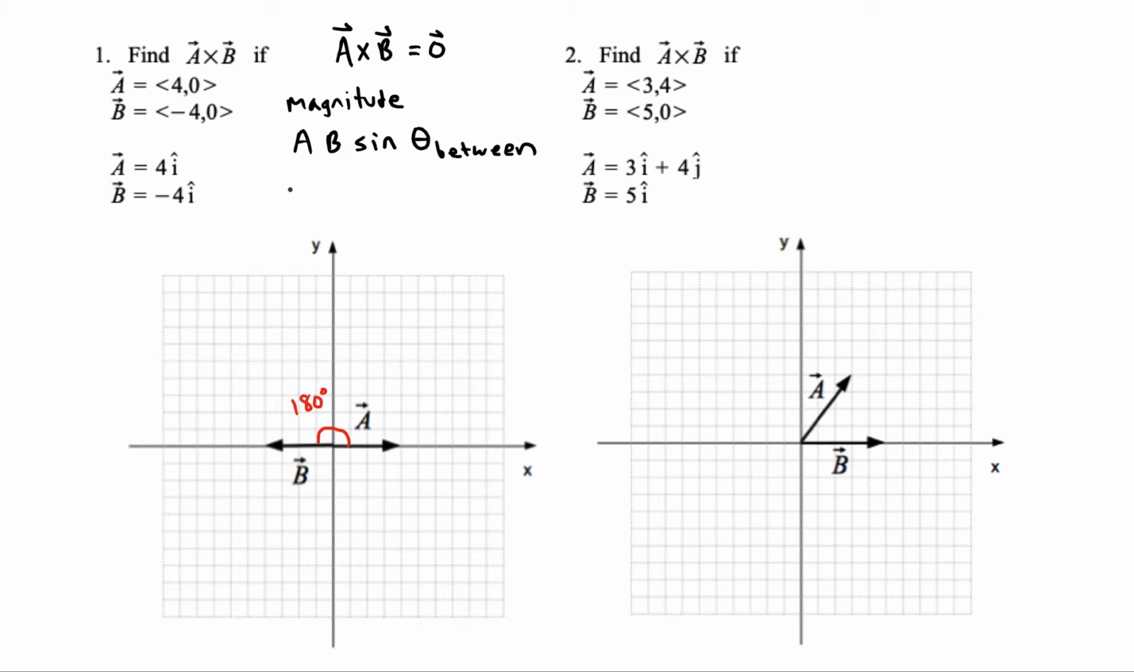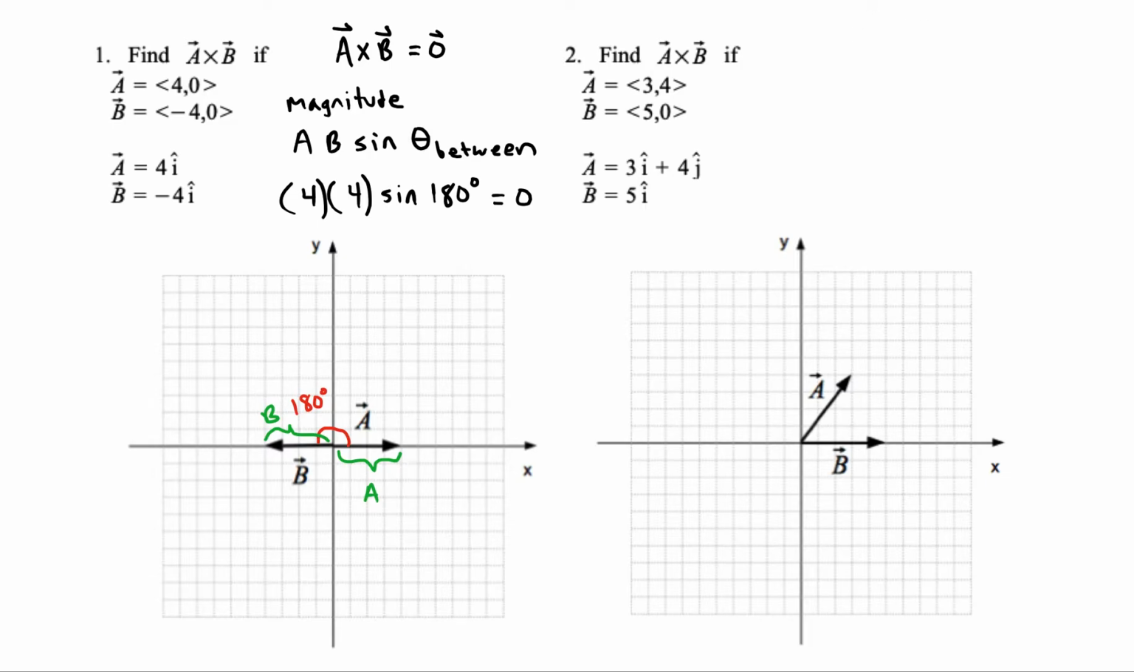All right, so you'll have a length of 4 for A. It's all about how long the vector is. Like the length of it is A. And then the length of this one, of course, is B. So we want to do 4 times 4 times the sine of 180. But that is, of course, going to be 0. So that'll be the answer.